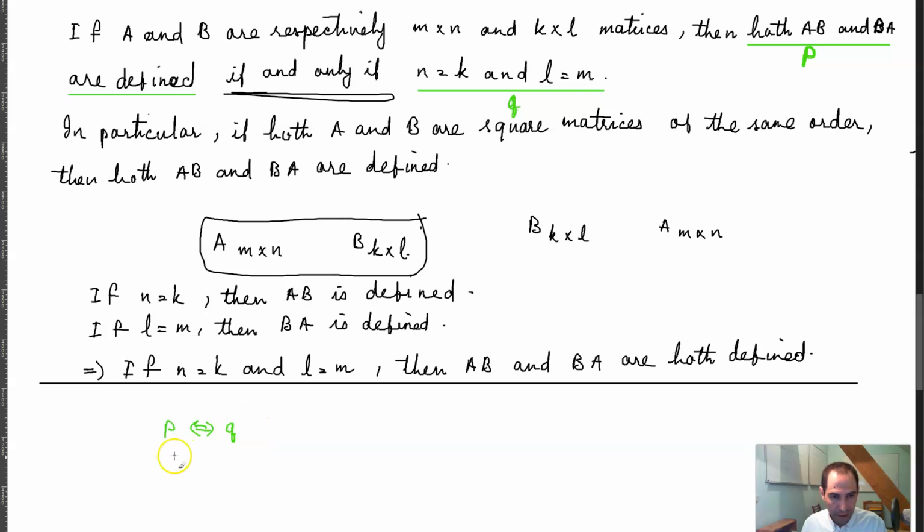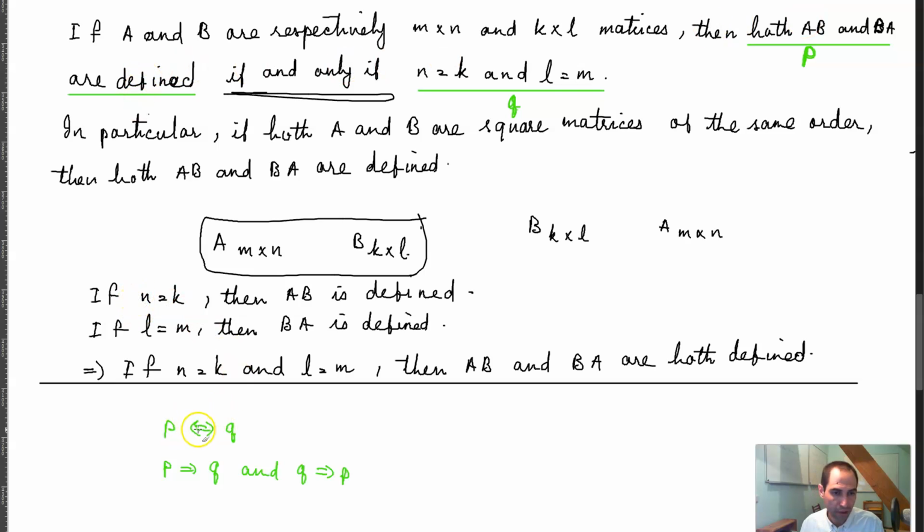What this means is that P implies Q and also Q implies P. If I say P implies Q, it means that if both AB and BA are defined, then N is equal to K and L is equal to M, right? And Q implies P means that if N is equal to K and L is equal to M, then both AB and BA are defined.